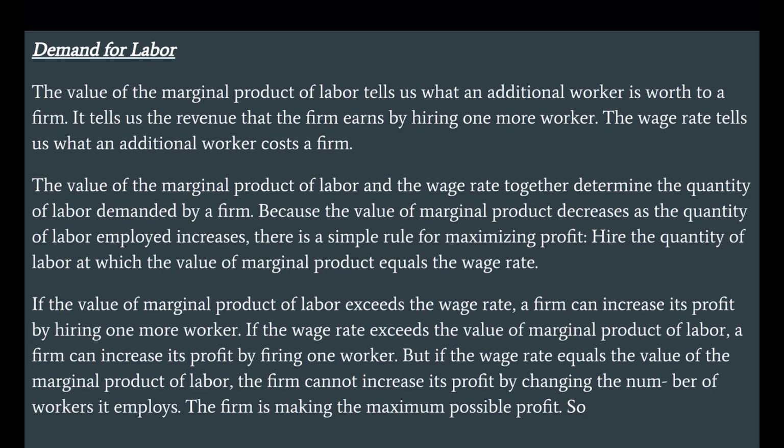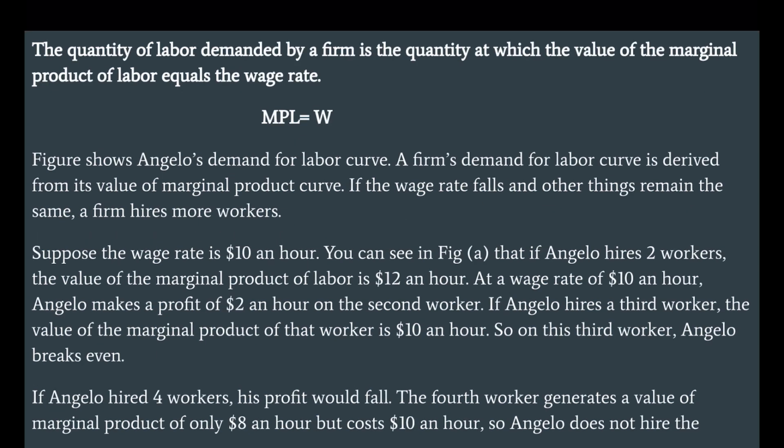If the value of marginal product of labor exceeds the wage rate, a firm can increase its profit by hiring one more worker. If the wage rate exceeds the value of marginal product of labor, a firm can increase its profit by firing one worker. But if the wage rate equals the value of the marginal product of labor, the firm cannot increase its profit by changing the number of workers it employs. The firm is making the maximum possible profit. So, the quantity of labor demanded by a firm is the quantity at which the value of the marginal product of labor equals the wage rate.